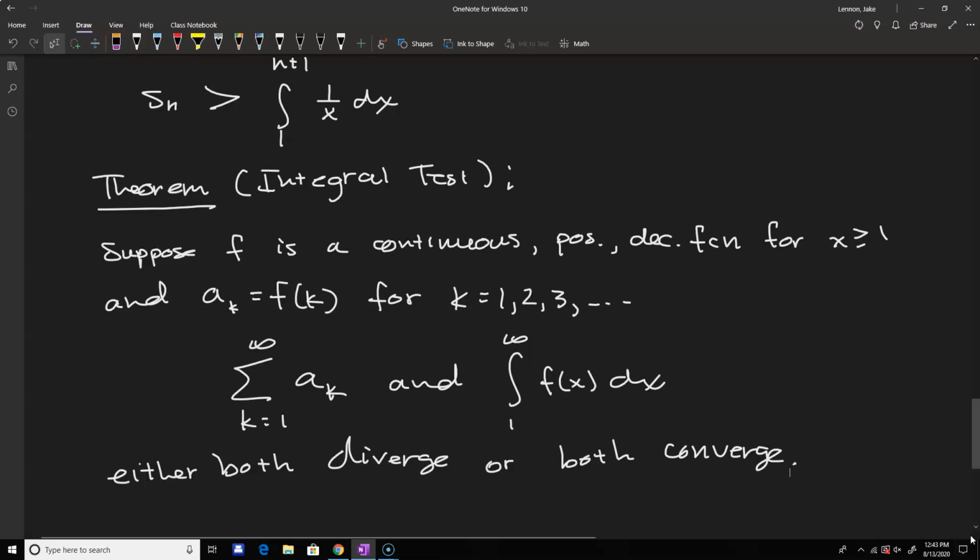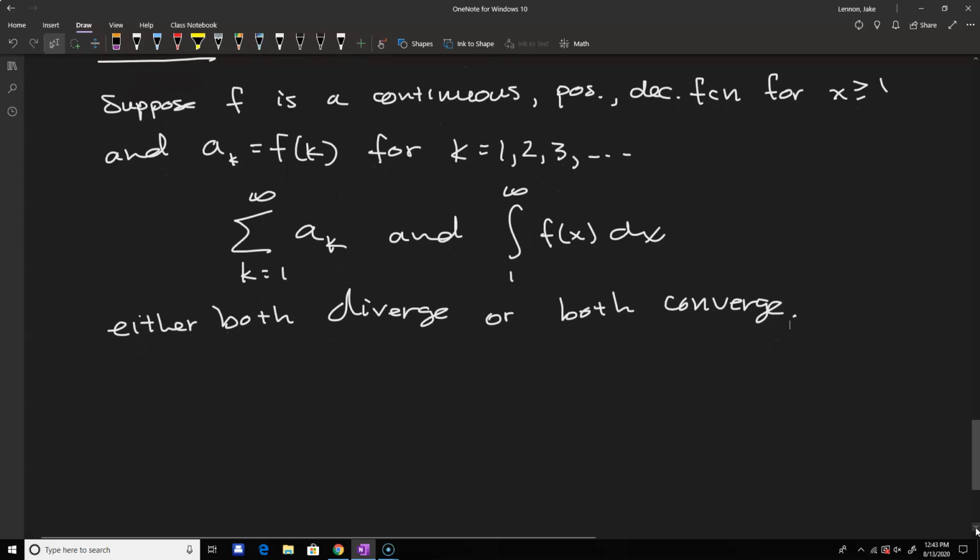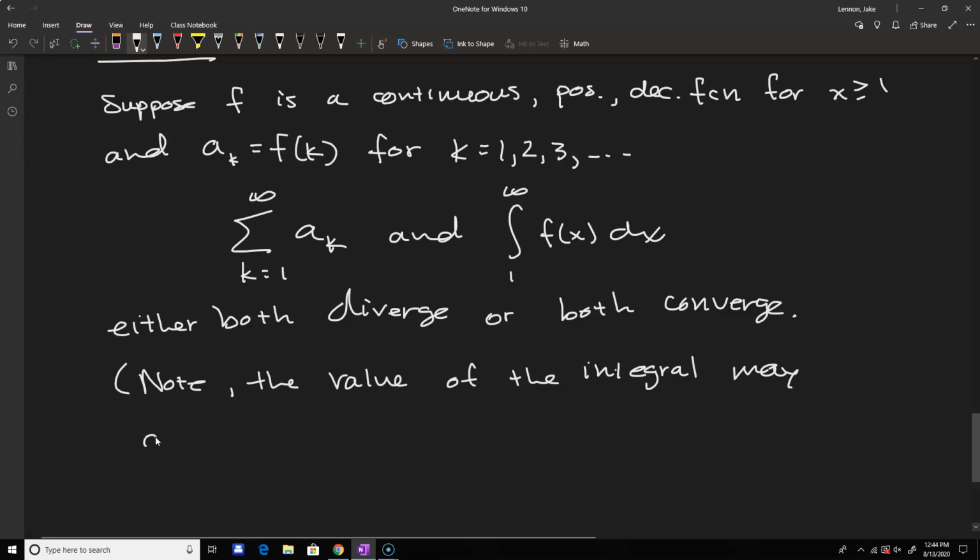But it's important to note that the value of the integral is not necessarily the same as the value of the series in case they converge. Note the value of the integral may differ from that of the series.